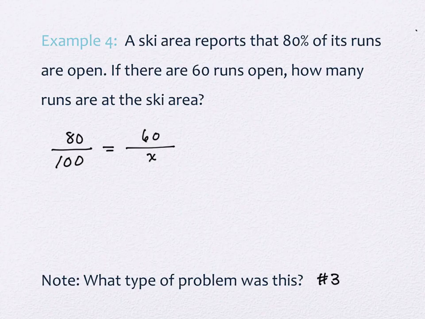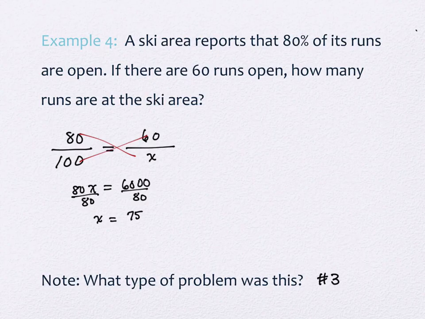Okay? So again, cross multiplying. We have 80x equals 6,000, sorry, I was like, that's not quite right. There we go, 6,000. That's better. And what is 6,000 divided by 80? 75. Thank you, Violet. Yes, 75. There are 75 runs. Okay, does that make sense? Okay.